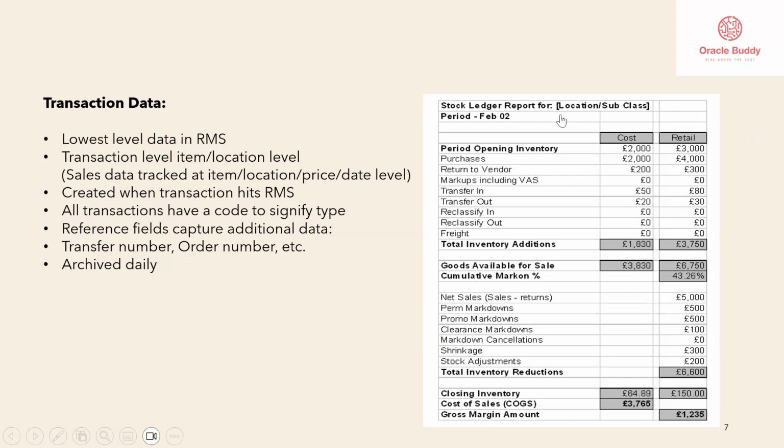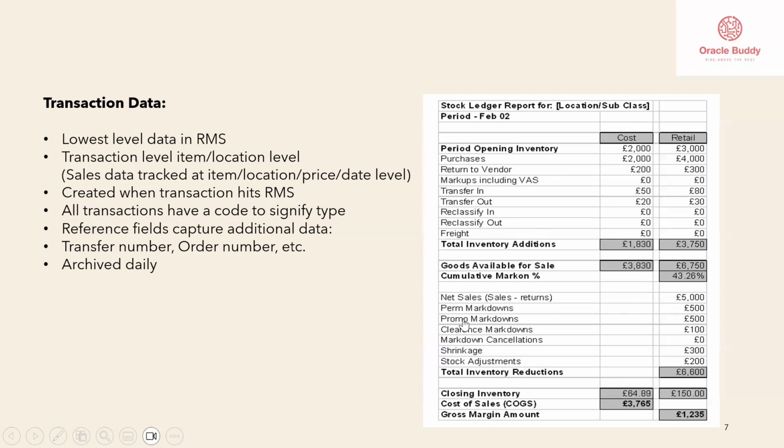Here is an example of a stock ledger report for a location subclass level. Period opening inventory was $2,000 and we made a purchase of another $2,000. Then a return to vendor happened for $200, and a transfer out happened for $20, and transfer in for $50. So total inventory addition is $1,830. This is how the calculation happens: how much is added and how much has gone out, and the total sum is calculated like this.